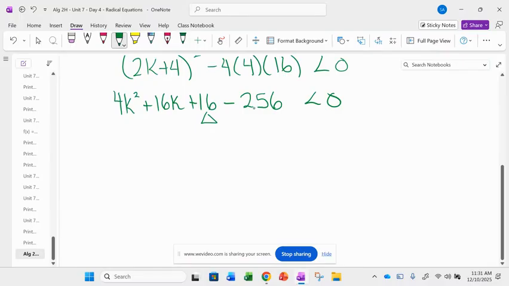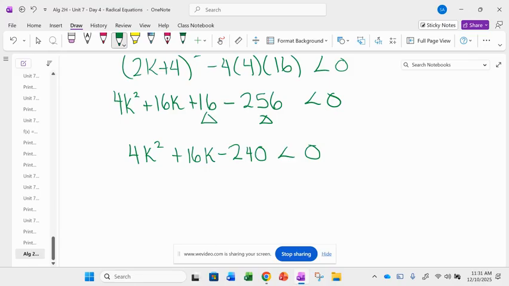So now we're going to combine our like terms here. So now we have 4k squared plus 16k minus 240. Before I go any further, I know a lot of you are going to say factor, and that's not wrong. But before we factor, we have to look at this. This is not an equation. This is an inequality, but not just any kind of inequality. This is a quadratic inequality.